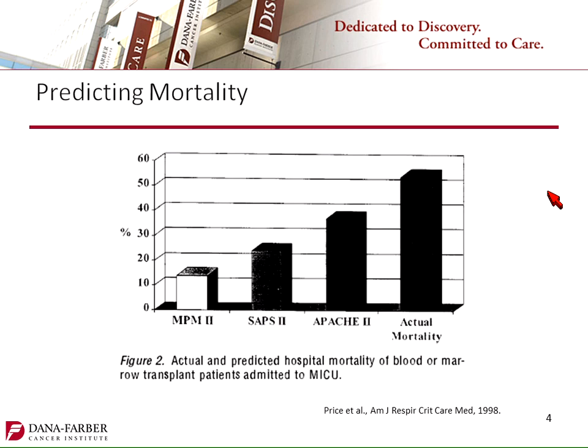This is looking at ways to predict mortality for the stem cell transplant patients. In general medicine patients, scores such as the MPM2, SAPS2, and APACHE2 are ways to look at the clinical factors on admission to the ICU and prediction of mortality in these patients. When you compare the actual mortality of our transplant patients compared to a general medicine patient using these scores, it's actually much higher.